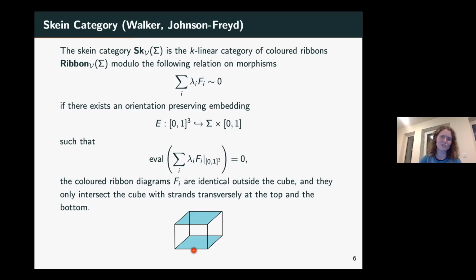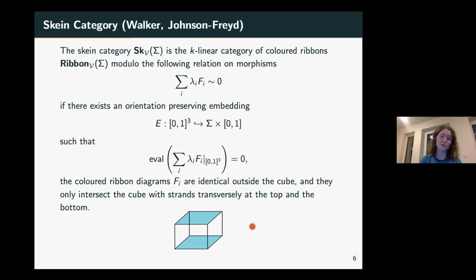The Skein categories are based essentially on Walker's work, but you find that they're first written down precisely in the work of Johnson-Freyd. So that's the Skein category.